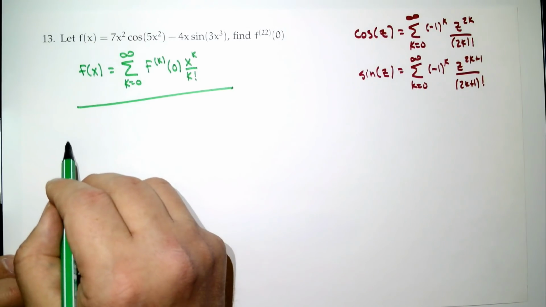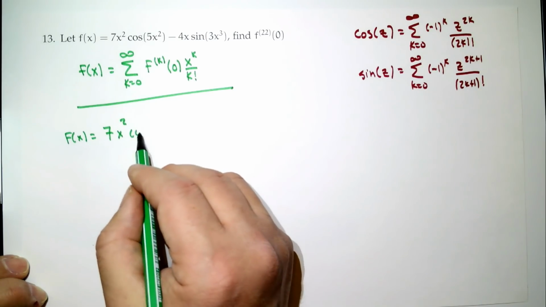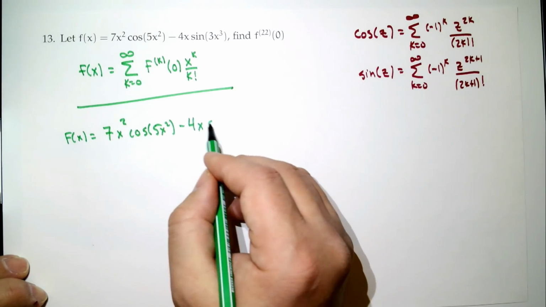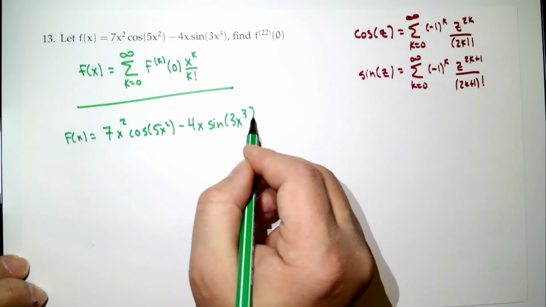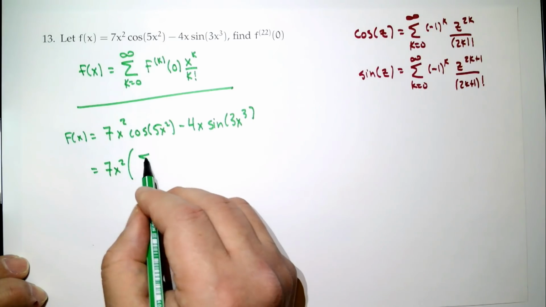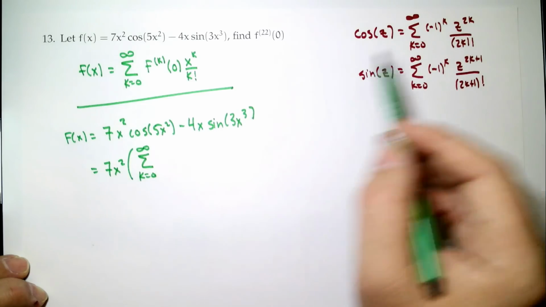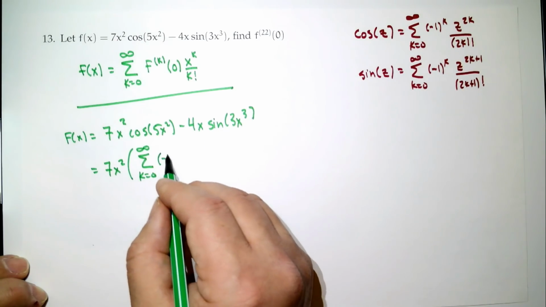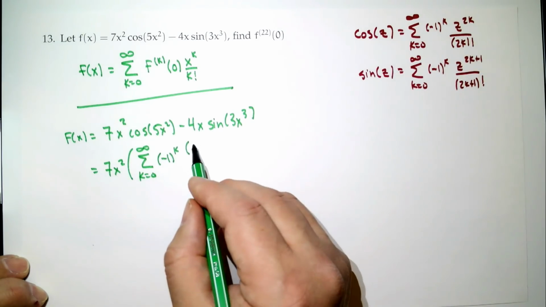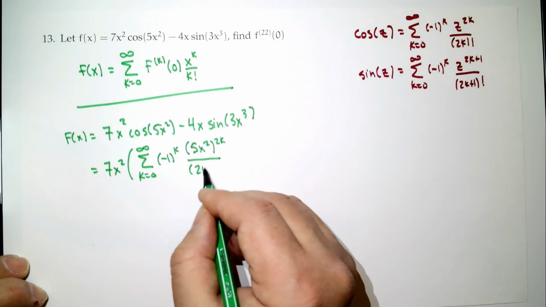But I'm also going to note that I can use known series to rewrite this expression: 7x squared cosine of 5x squared minus 4x sine of 3x cubed. So this becomes 7x squared times the summation k equals 0 to infinity of, I'm going to come over here to the cosine one, so that's negative 1 to the k, and wherever I see the z, I'm going to replace it by 5x squared. So 5x squared to the 2k divided by 2k factorial.